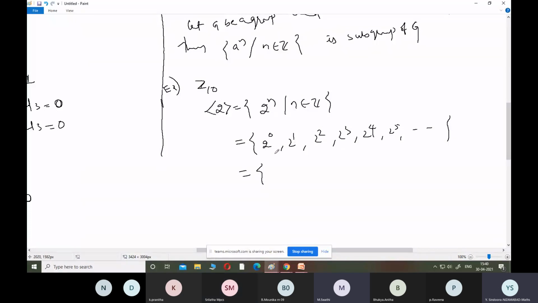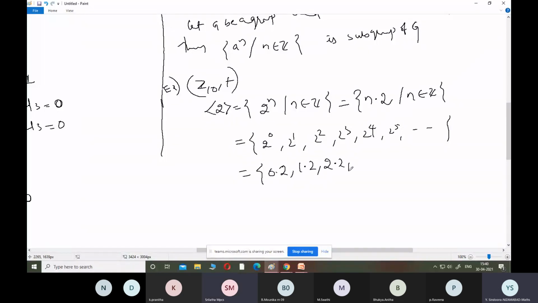Here, this is with respect to addition. So when I say 2 power n, it means n into 2, such that n belongs to Z. 2 power 0 means 0 into 2, 2 power 1 is 1 into 2, 2 power 2 is 2 into 2, 2 power 3 is 3 into 2, 2 power 4 is 4 into 2, and so on. What is the operation? Operation is addition modulo 10.